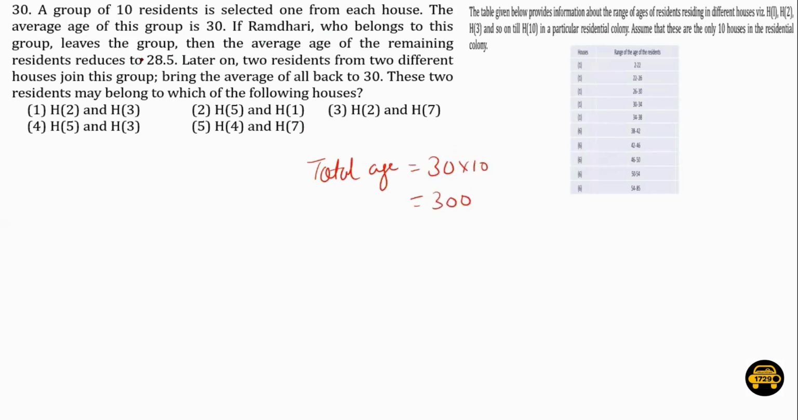Now, if Ramdhari who belongs to this group leaves the group, then the average of the remaining residents reduces to 28.5. Now, one person is leaving the group. So the number of people becomes 9 and the average changes to 28.5. So now the total age becomes 28.5 into 9. And this will be 256.5.